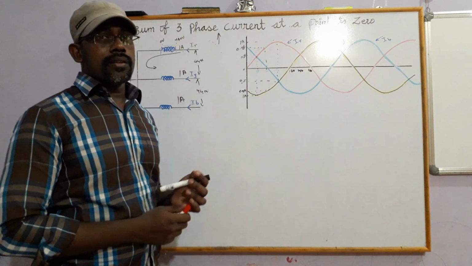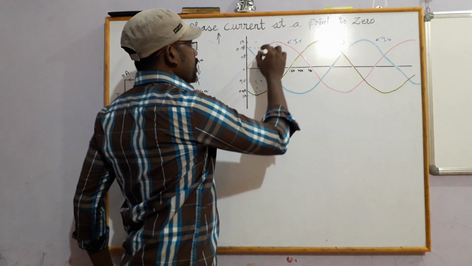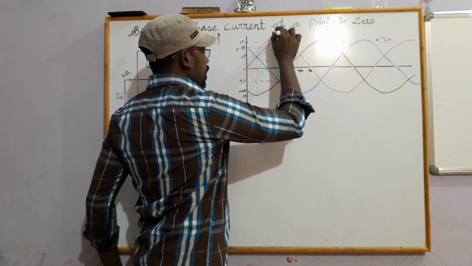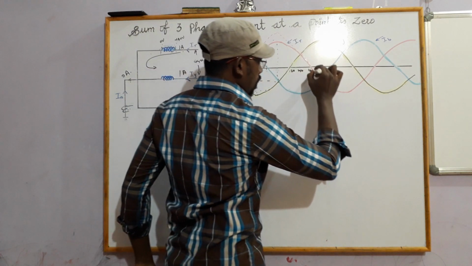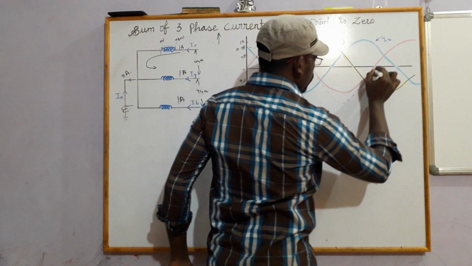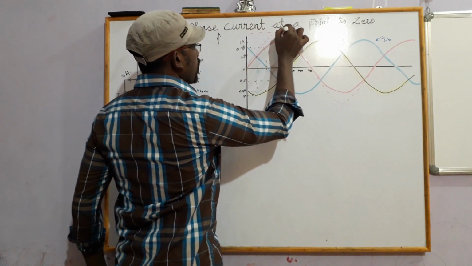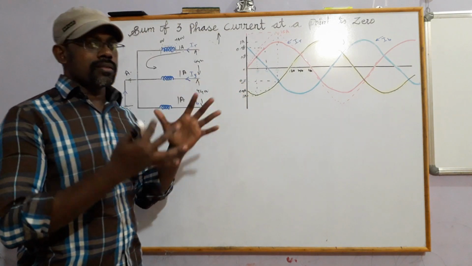I am going to consider the fault is on R phase. Naturally it is 1 amp, but due to the fault its magnitude increases. The frequency is the same, but its magnitude rises. Let us consider it is 1.5 amps. Now we are going to see an unbalanced condition.